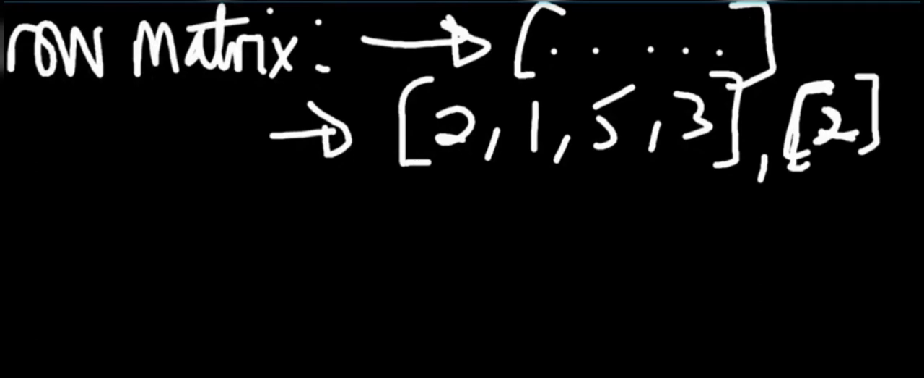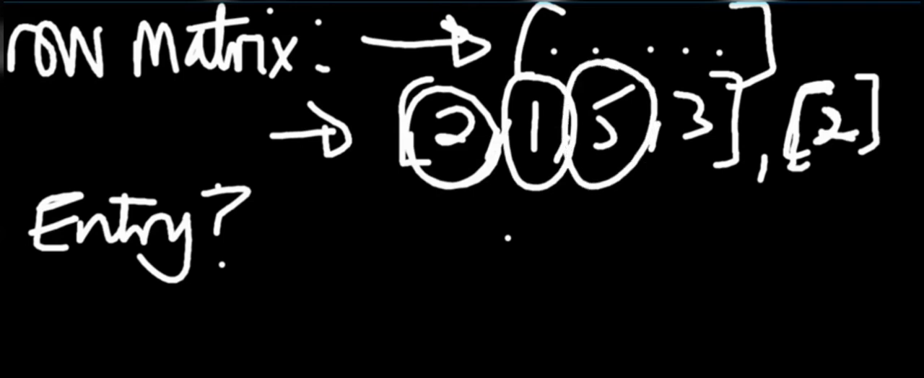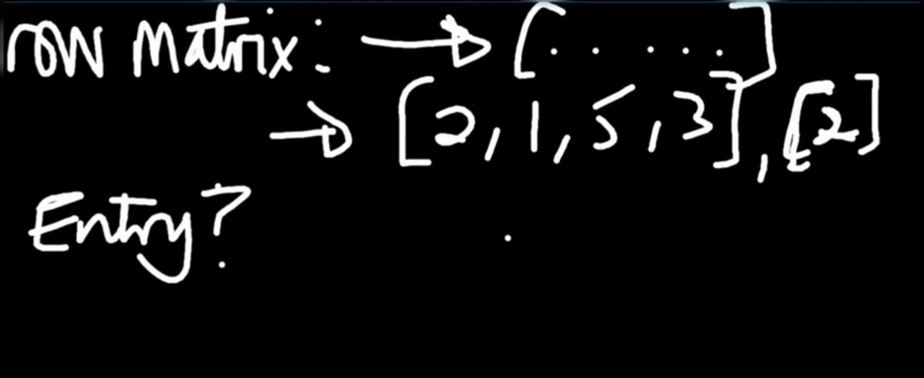So moving on, what is an entry? An entry is simply a member of the matrix. If you have a number inside the matrix, for example this is an entry, this is an entry, this is an entry, and this is an entry. Now, just as we have names, entries have names. So how do we name them?